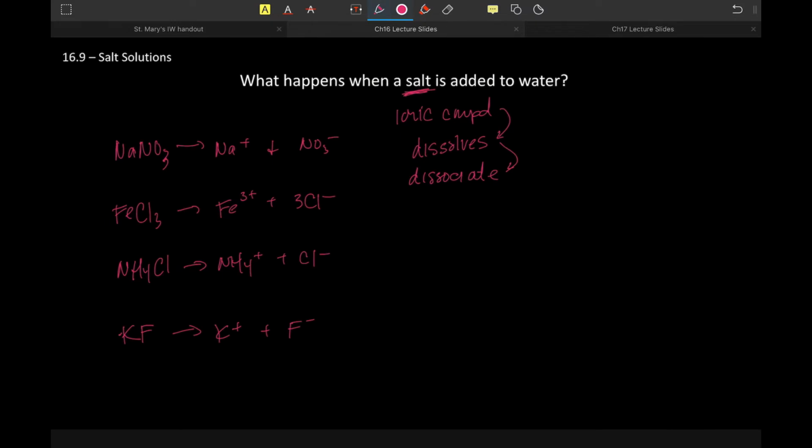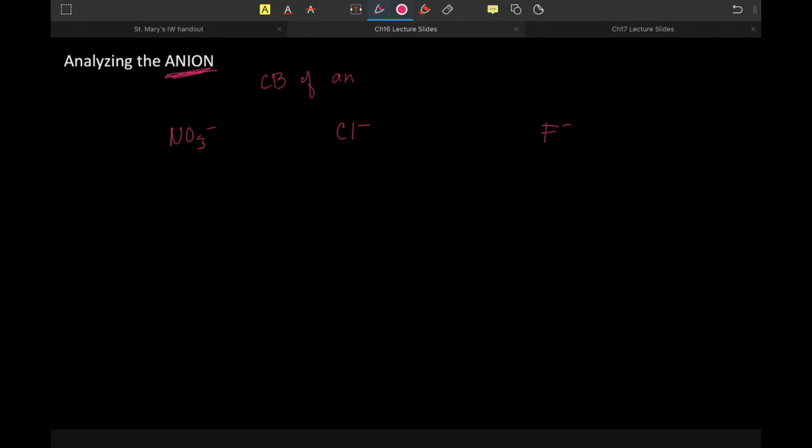Now, let's analyze our anions. So we have nitrate, chloride, and fluoride as our anions to analyze. Anions are the conjugate bases of an acid. They are basically the deprotonated form of something. So in order to assess its relative basicity, let's go ahead and see what acid they came from.